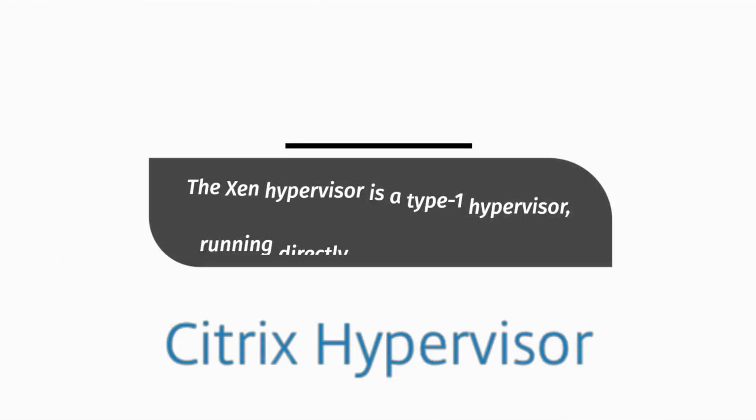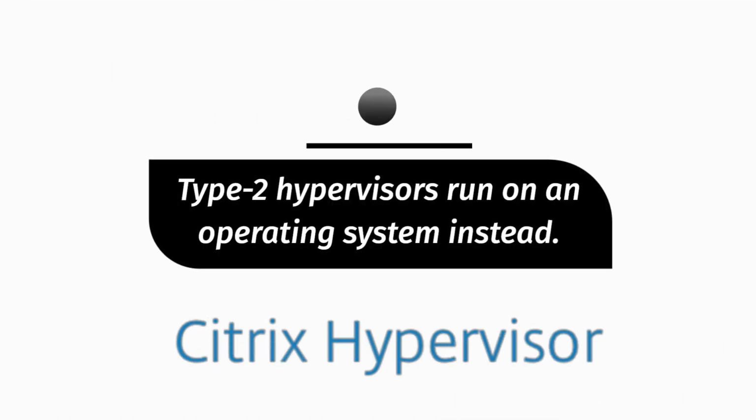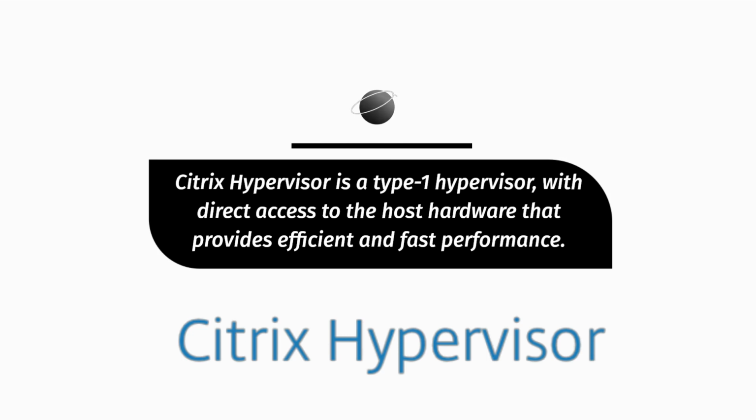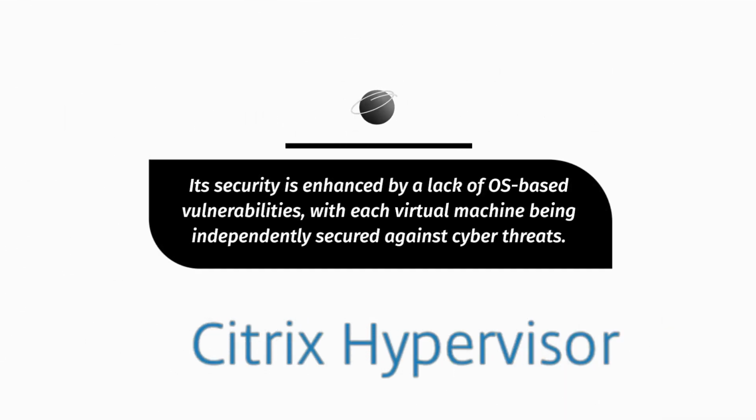The Zen Hypervisor is a Type 1 hypervisor, running directly on the host machine's hardware. Type 2 hypervisors run on an operating system instead. Citrix Hypervisor is a Type 1 hypervisor, with direct access to the host hardware that provides efficient and fast performance. Its security is enhanced by a lack of OS-based vulnerabilities, with each virtual machine being independently secured against cyber threats.